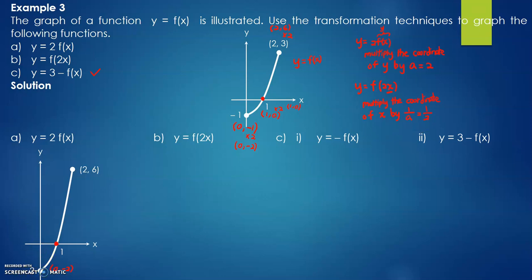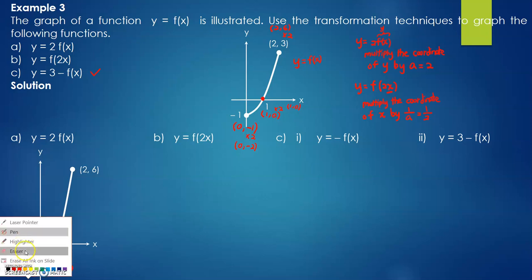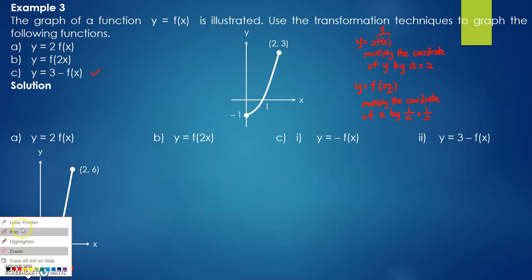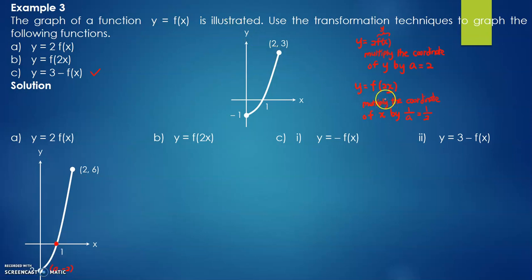Now come to the second question. Now multiply the coordinate of x by 1 over 2. So I will multiply by 1 over 2, and my new coordinate will become (1, 3). We only multiply the x coordinate. Whereas for this point, before this, the coordinate is (1, 0). Since we multiply by 1 over 2, it will become (1/2, 0).